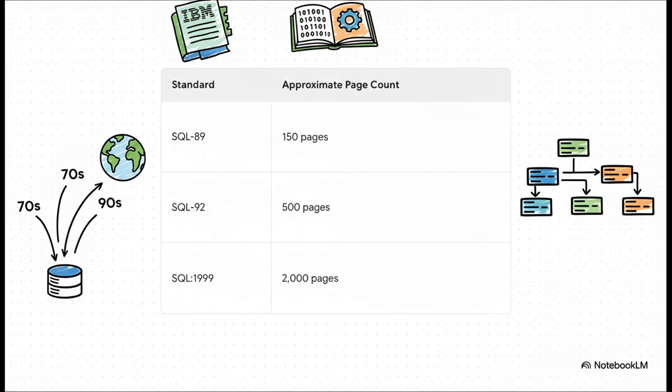I mean, just look at this. The first standard in '89 was a pretty manageable 150 pages. Just 3 years later, SQL 92 ballooned to over 500 pages. And by 1999, the official standard was a whopping 2,000 pages long. This growth showed how important the language was becoming, but it also created a brand new problem.